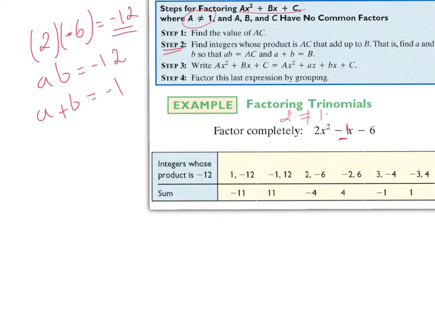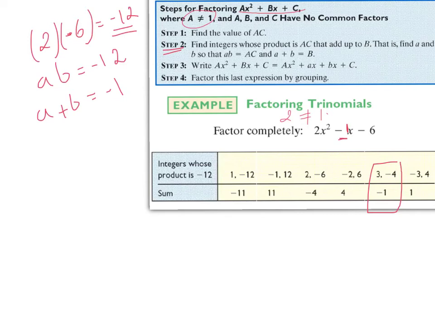Well, we can use the table here. As the possibilities of the product, we get negative 12, which is 1 times negative 12, negative 1 times 12. But the only pair that multiplies to negative 12 and adds up to negative 1 is 3 and negative 4.